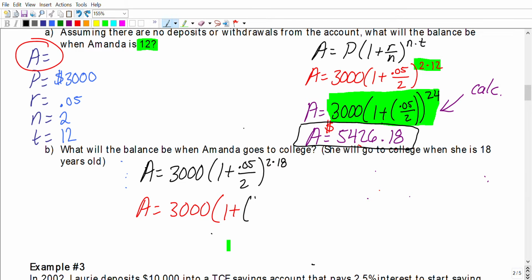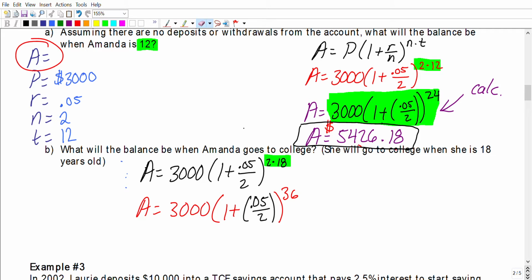I messed that up again. Sorry about that, guys. Okay. And then let's figure out what this is. 2 times 18 is 36. That is what you should be typing into your calculator. Okay, so go ahead and type that into your calculator, guys. Let's see what we get.